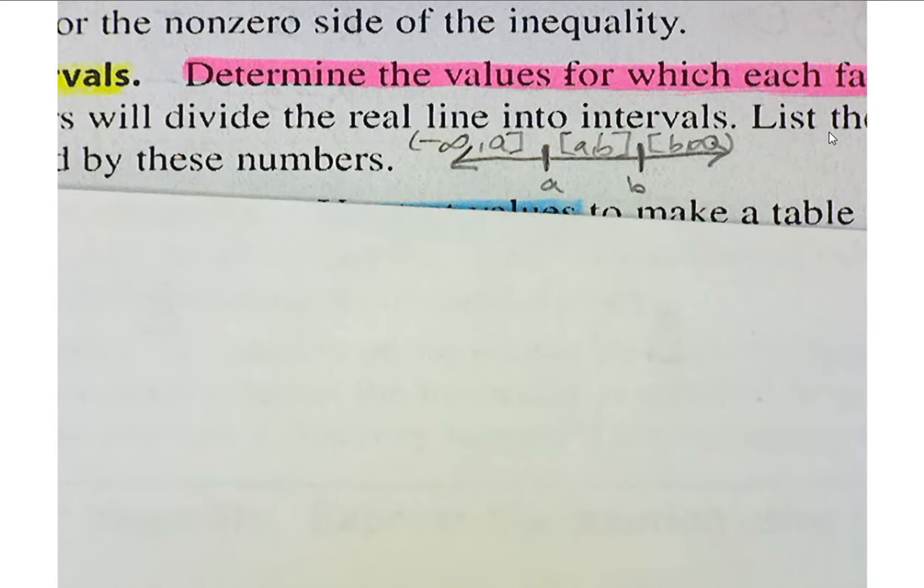The third one would go from B to infinity. I know that looks a little hard to read, but that is B to infinity there. Notice that I used hard brackets. Keep in mind, I'll ask you a little bit later about when we have hard brackets.